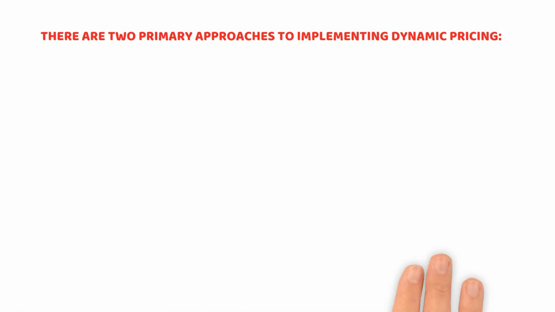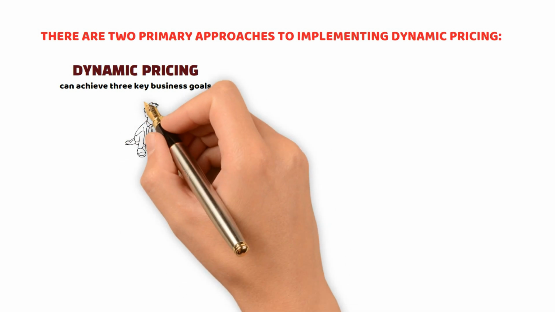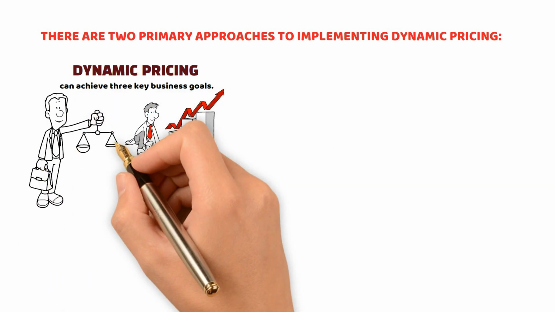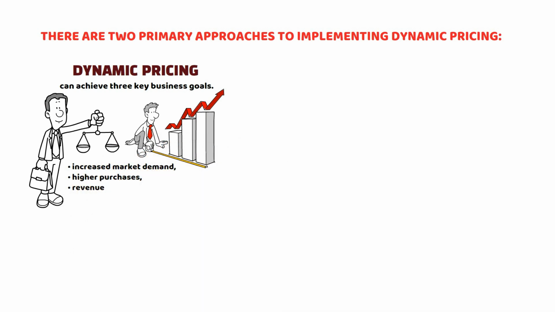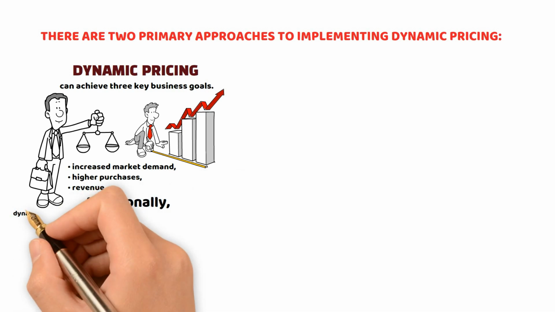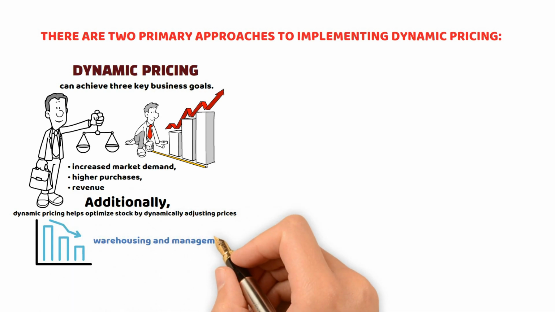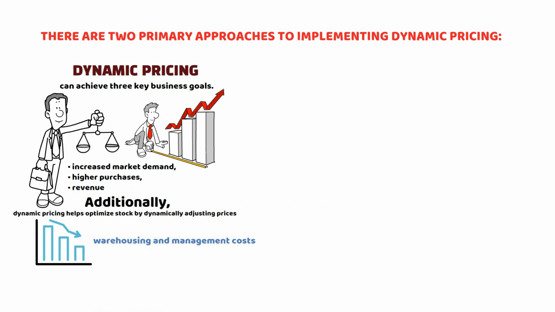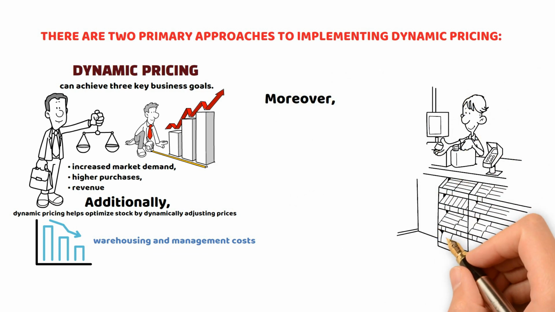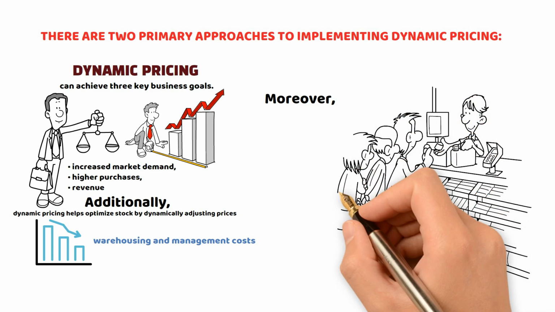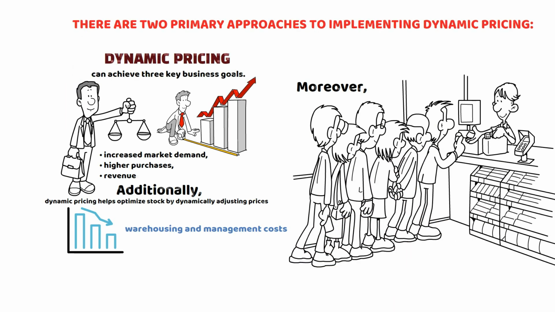When implemented successfully, dynamic pricing can achieve three key business goals. It can increase revenue and profit margins by finding the optimal price point, balancing increased market demand, higher purchases, and revenue with considerations for profit margins. Additionally, dynamic pricing helps optimize stock by dynamically adjusting prices, reducing warehousing and management costs associated with stagnant inventory. Moreover, a dynamic pricing strategy allows businesses to win new markets by monitoring and adjusting offerings to attract customers with competitive prices, which is especially useful when entering new markets.